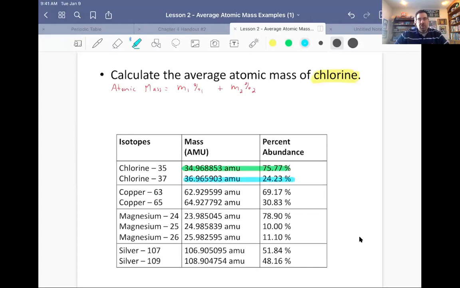I'm going to ask you guys to go ahead and see if you can substitute the atomic masses and then the percent abundance written appropriately, and then calculate the average atomic mass of chlorine to the correct number of significant figures. I'm going to give you a moment to do that. I'm going to do it too.